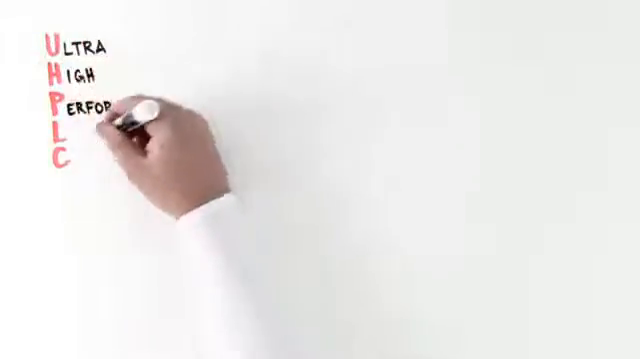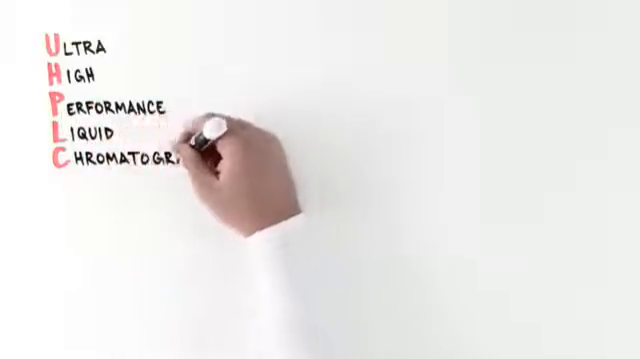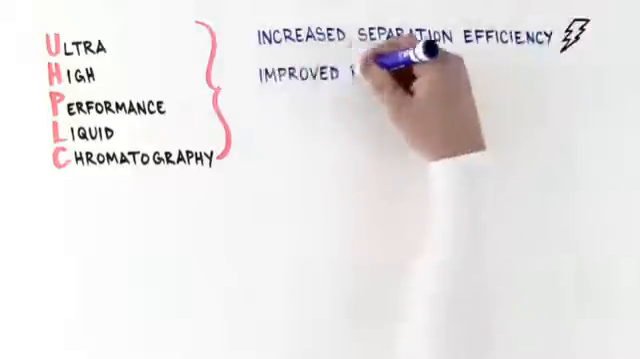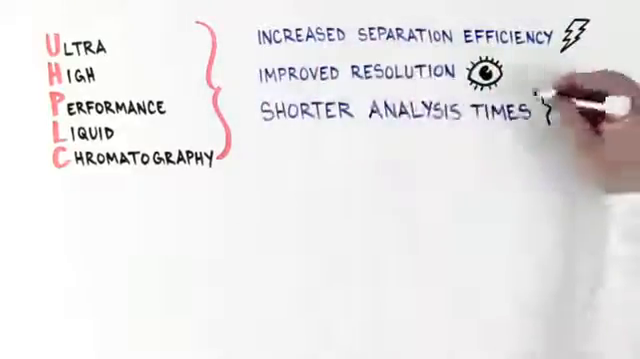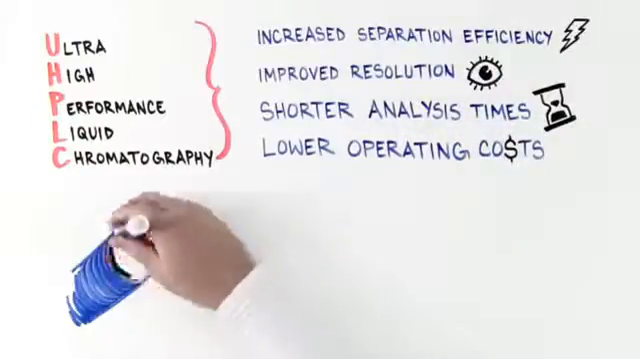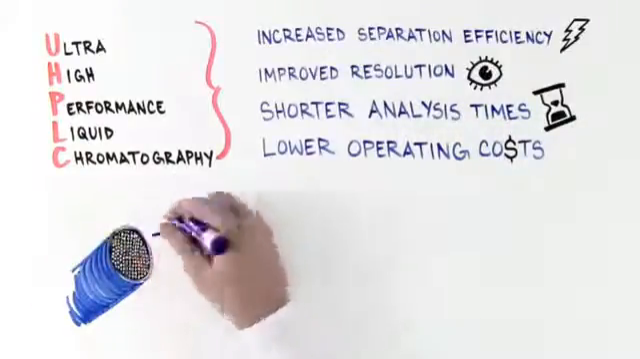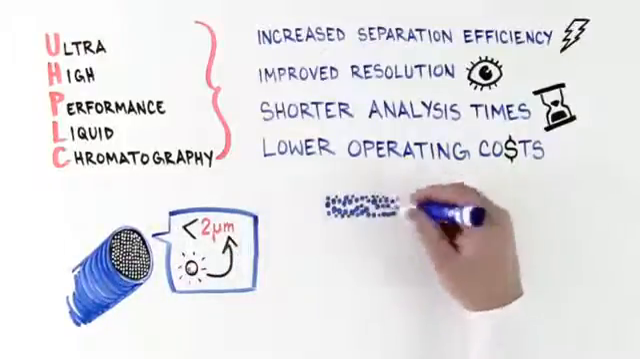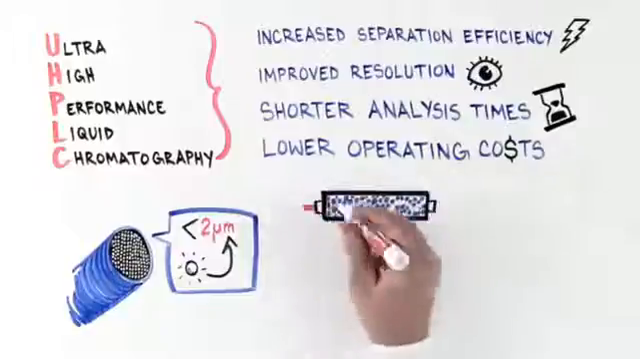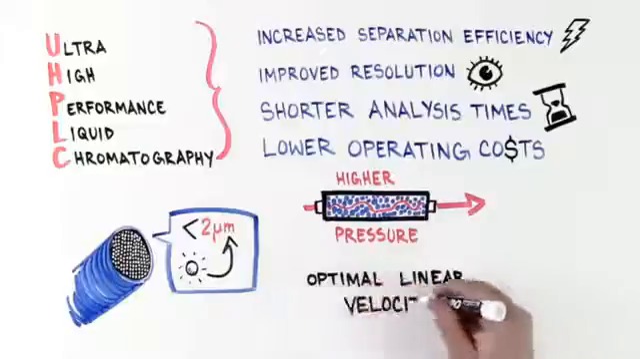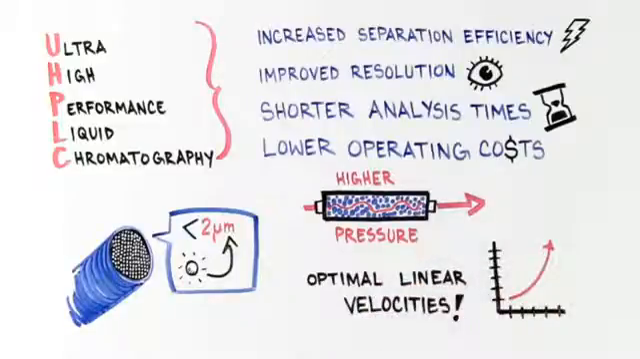What is UHPLC? UHPLC, or Ultra-High Performance Liquid Chromatography, is a technique that can achieve increased separation efficiency, improved resolution, shorter analysis times, and lower operating costs. It does this by using HPLC columns with mean particle size diameters less than 2 microns, along with the new commercially available instrumentation capable of driving the eluent through the columns at subsequently higher pressure. This allows optimal linear velocities to be reached for smaller particle size columns.